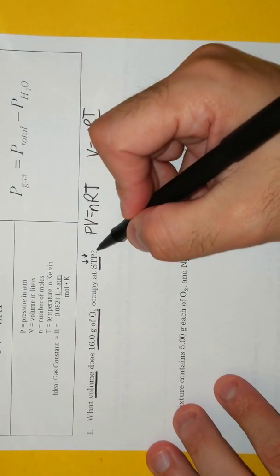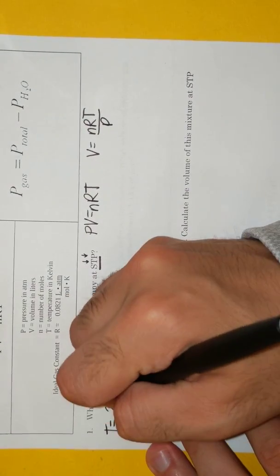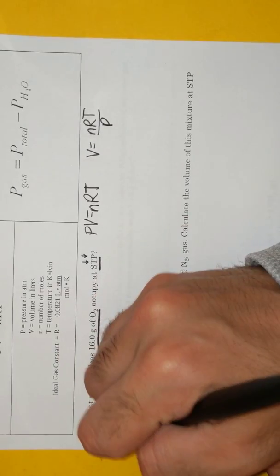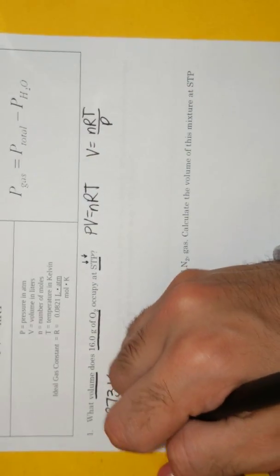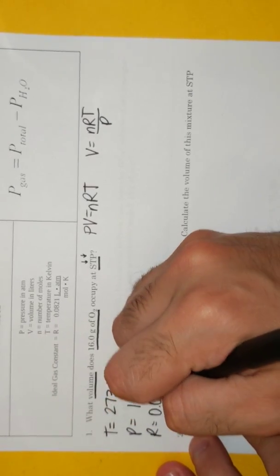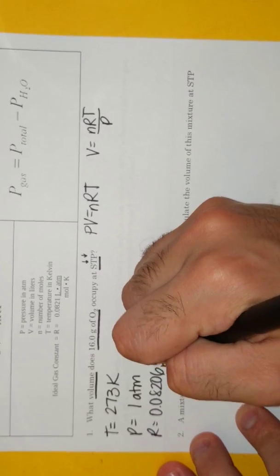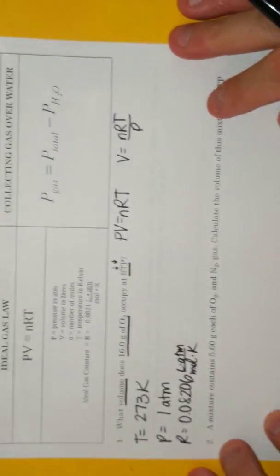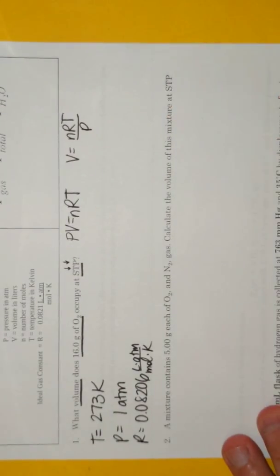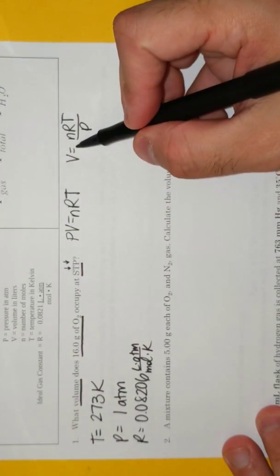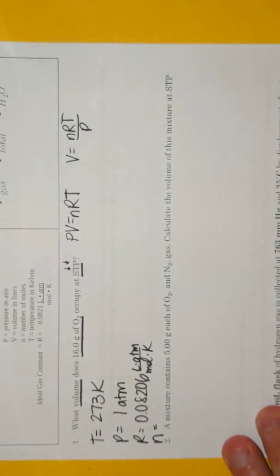Just a heads up, temperature for STP is 273 Kelvin, and pressure is 1 atmosphere. R is, of course, the gas constant, liters times atmospheres per mole Kelvin. And that's something you don't have to memorize because that's given to you all right here. The only thing I seem to be missing if I want to solve for volume is n, which is equal to moles.